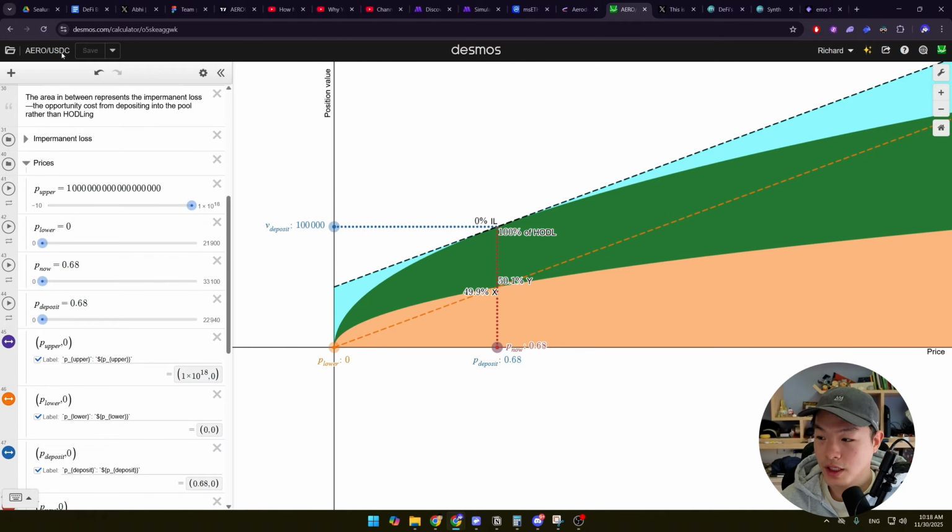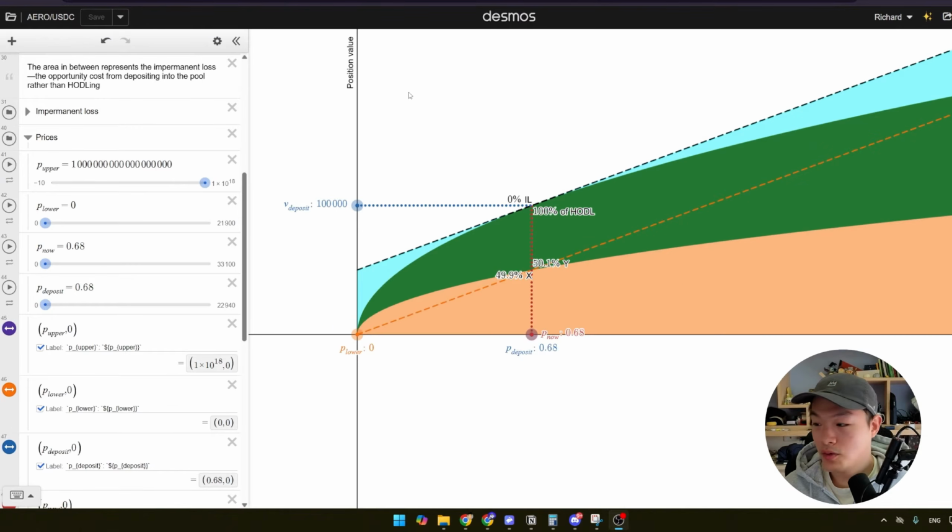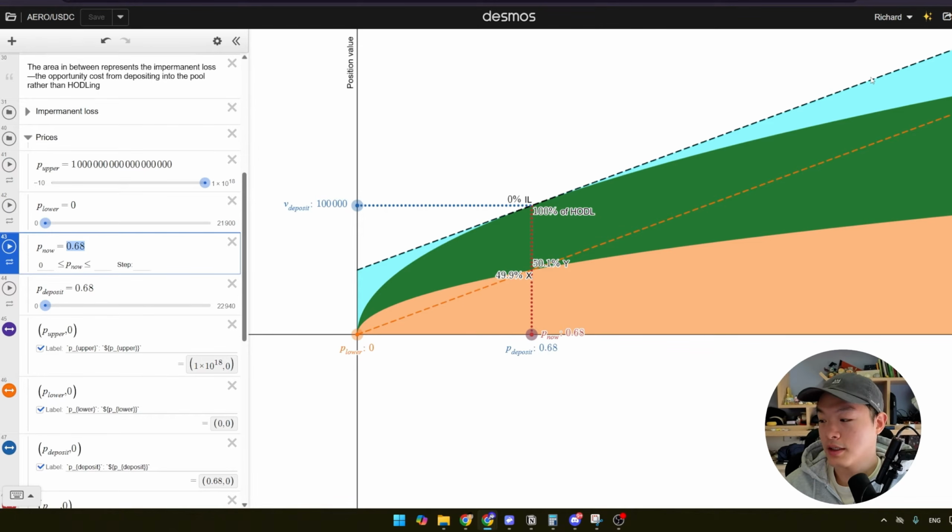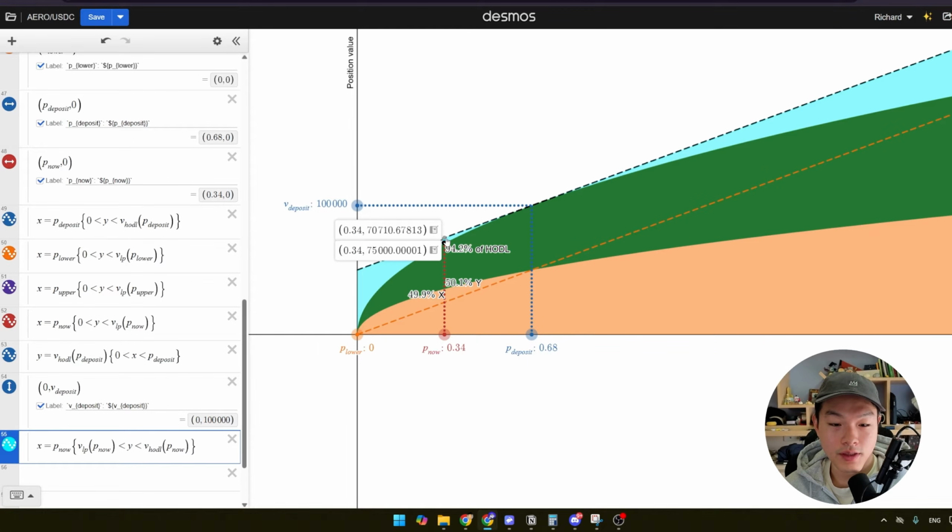And what you could do is you could actually save this chart, right? If you log in with your Gmail or something, then we could quickly go back to this chart if we need to. But what I want to show you guys is if Aerodrome goes down in price by 50% from this price. So let's say we drop to 0.34. What you're going to notice is that our LP value would go to 70.7K, right? Because our USDC is slowly getting converted to Aero, but you can see the ratio of deposit is still around 50 to 50 in US dollar value.